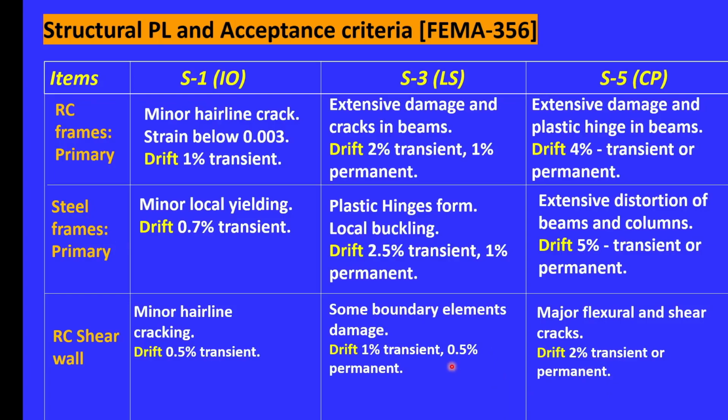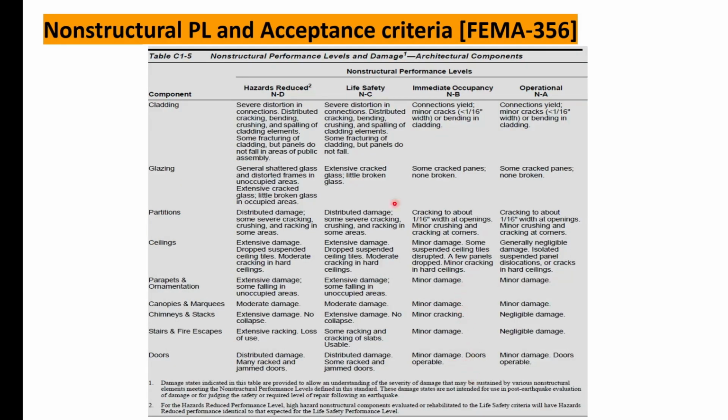Now if you want to study more on this, you go to FEMA 356. There are tables available like this for cladding, glazing, partitions, ceilings, parapets and everything and more. I have taken only one part of the table. There are more tables available. So you can go through and understand the acceptance criteria required, which are to be satisfied, so that I can call the system belonging to a particular performance level.